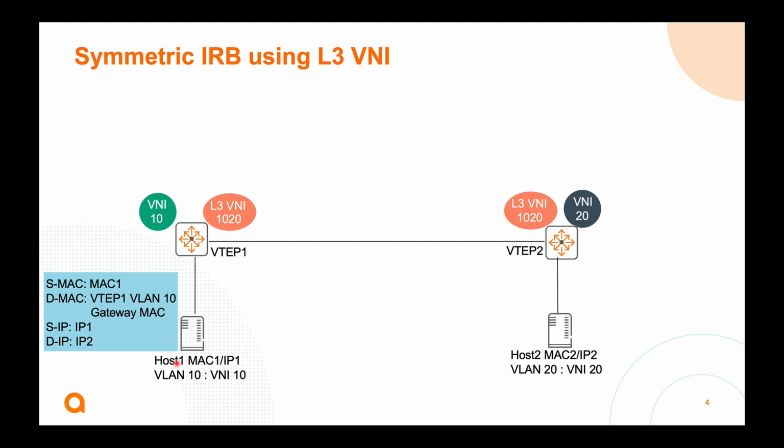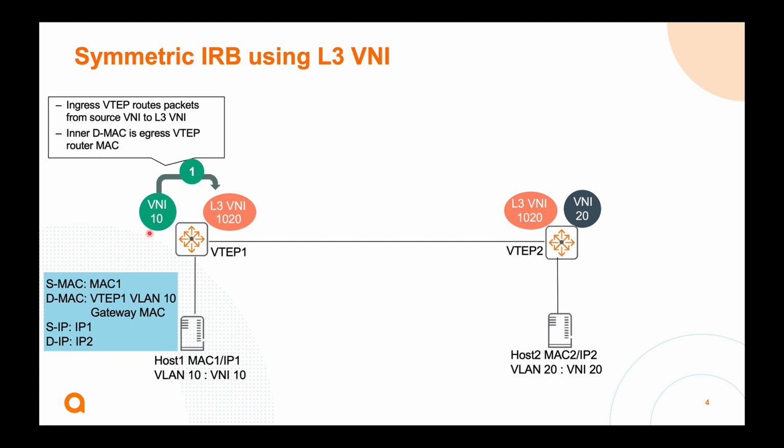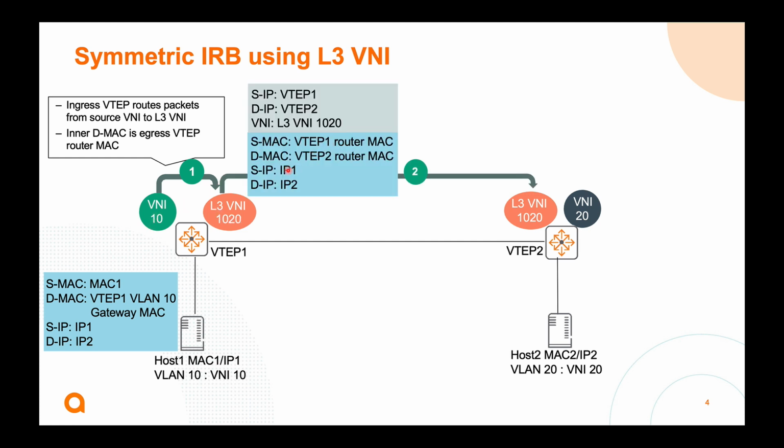We also have host 1 that's trying to communicate with host 2 on a different VLAN, VNI. Host 1 will send to its VTAP 1 gateway, VLAN 10, gateway MAC. This ingress VTAP will actually route from VNI 10 to a layer 3 VNI. You can see the source IP and destination IP is not changed, but the inner source and destination MAC is changed. So the source is now VTAP 1 router MAC, the destination is VTAP 2 router MAC, and we do add on the VXLAN overhead on top.